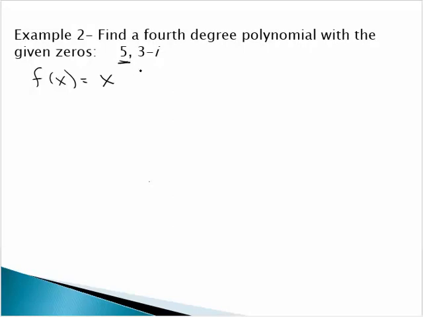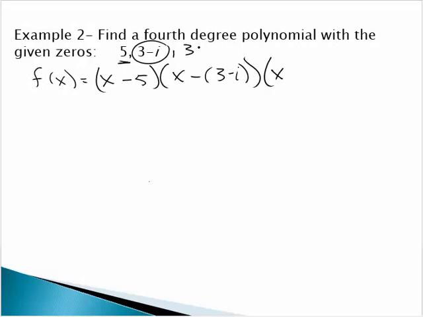If 5 is a 0, x minus 5 is a factor. If 3 minus i is a 0, then x minus 3 minus i is a factor. And of course, if 3 minus i is a 0, then the conjugate has to be as well, 3 plus i. So this one's a little more complicated. Same pattern though. If 5 is a 0, x minus 5 is a factor. 3 minus i is a 0, x minus 3 minus i is a factor. If 3 plus i is a 0, x minus 3 plus i is a factor.